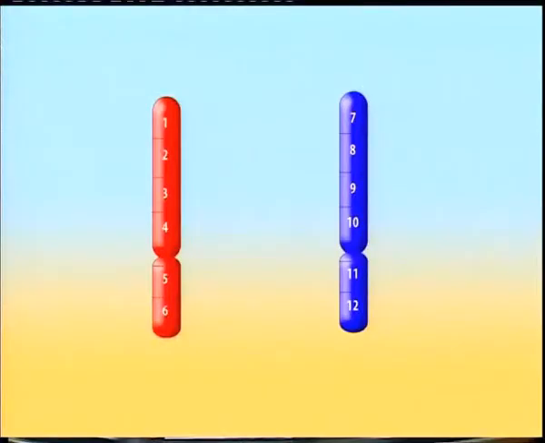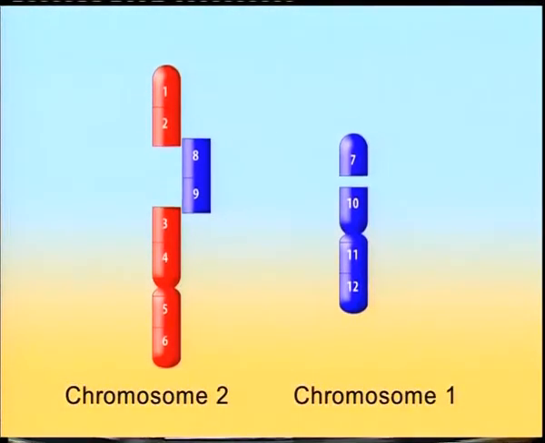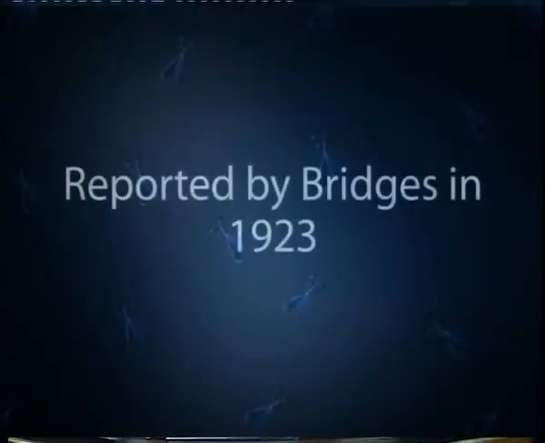Say for example, we have two chromosomes. Chromosome 1 has two breaks releasing an acentric fragment, and chromosome 2 has a single break. Then the acentric fragment from chromosome 1 is transferred to near the break in chromosome 2. This is a unilateral translocation or one-way translocation. This has been found in nature and has been first reported by Bridges in 1923.